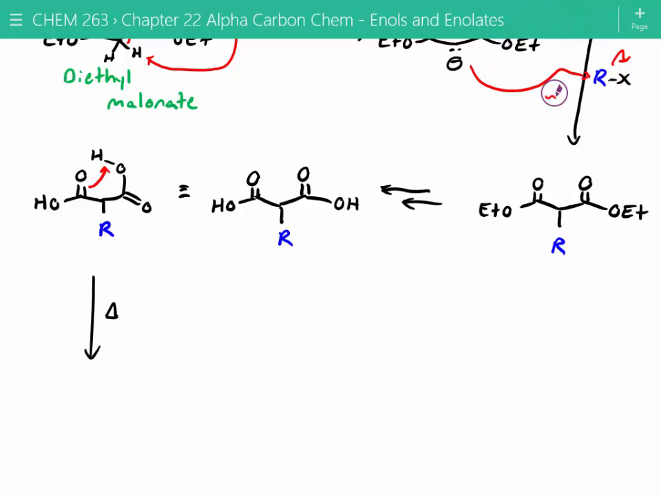This bond will grab a hydrogen. This bond will clamp down. Sorry, let me double check mine. Oh, I'm messing up here. Sorry, guys. This bond will clamp down, this bond will jump over, and then this will jump up. So it's a cyclization reaction. So let's take a look at what comes out here.